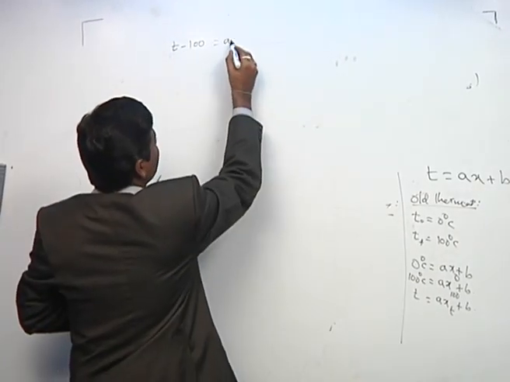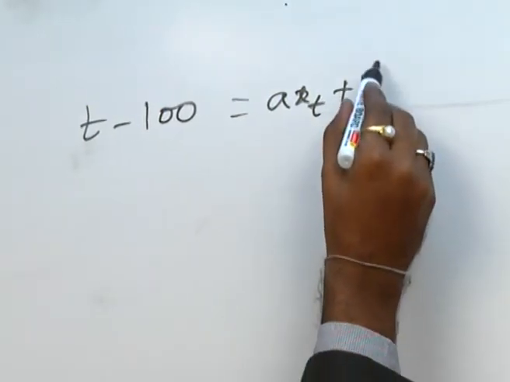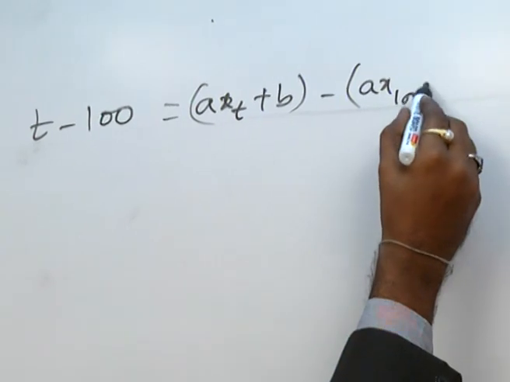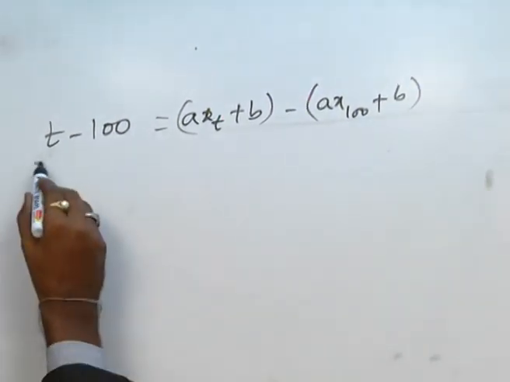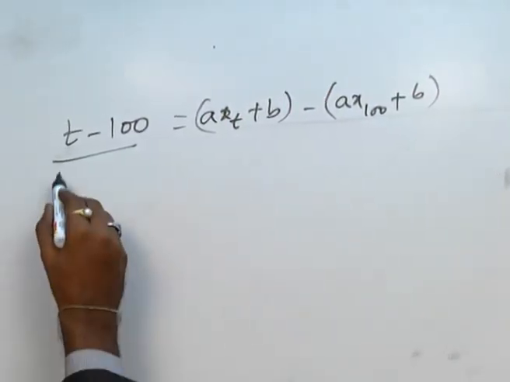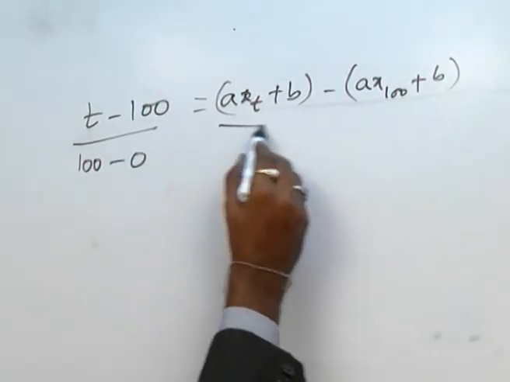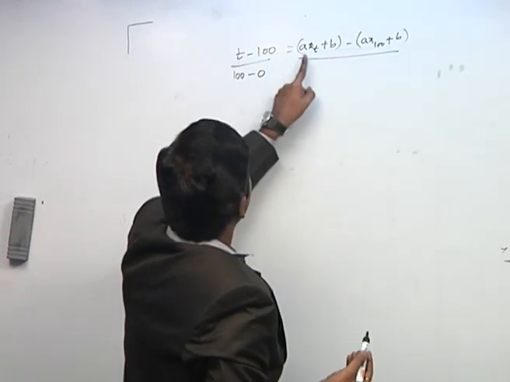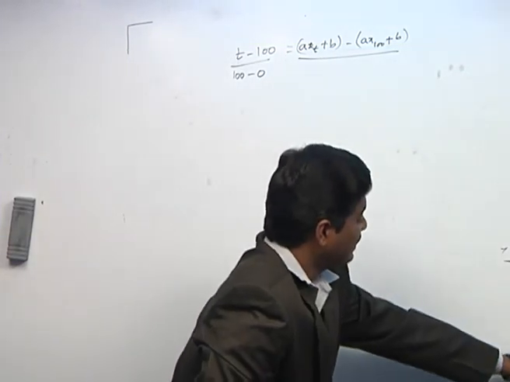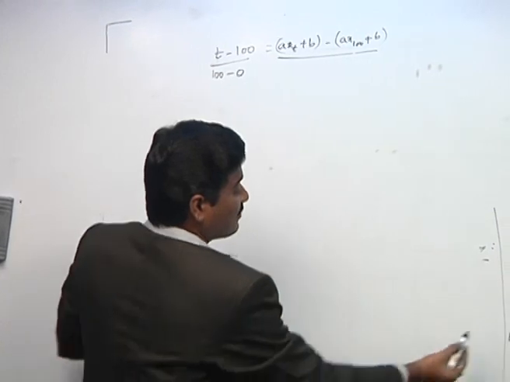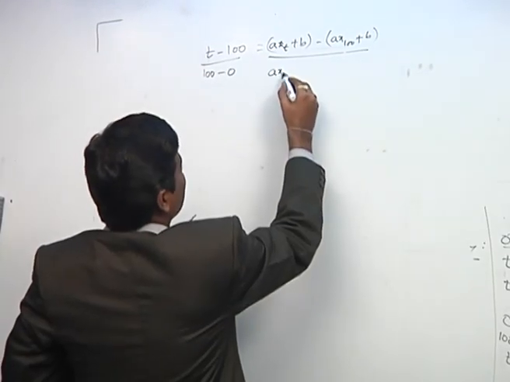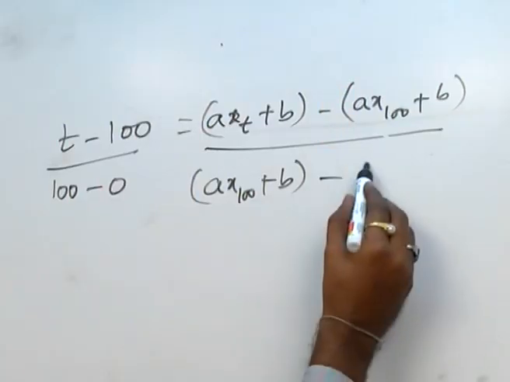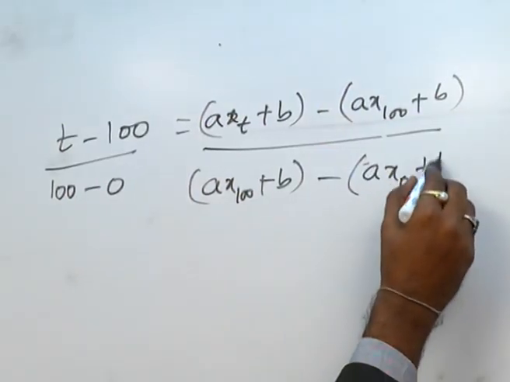See here, for T minus 100, I am taking this equation minus this one. So I am writing A·XT plus B minus A·X100 minus B, divided by 100 minus 0. That is, T minus 100 over A·X100 plus B minus what about this one, A·X0 plus B.